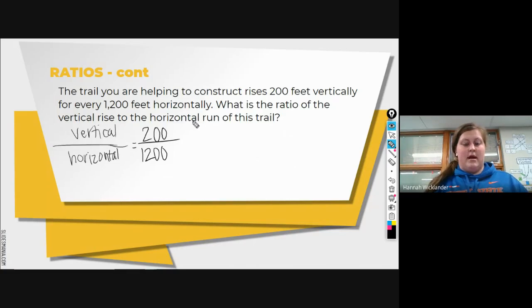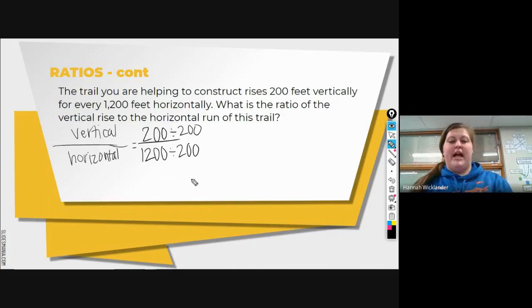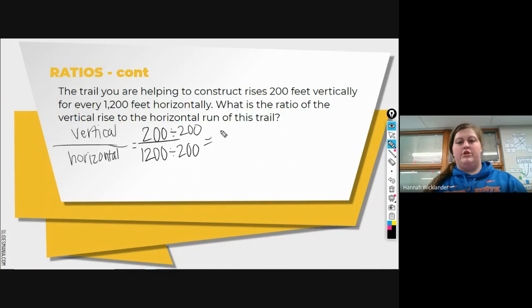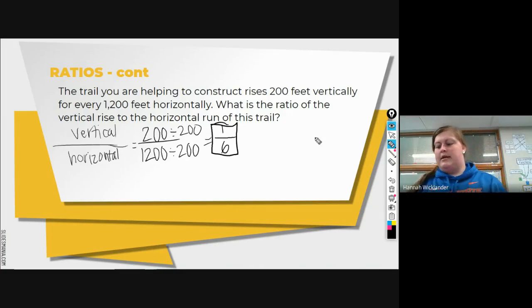Yes. I know that 200 goes into both of these numbers, so I'm going to divide by 200. If you aren't sure, you could always check before you write it down on paper, or just start with what you know and then keep simplifying it. 200 divided by 200 gives me 1. 1,200 divided by 200 gives me 6. I know this is in simplest form because 1 cannot be simplified further. So the answer to this one is 1/6.